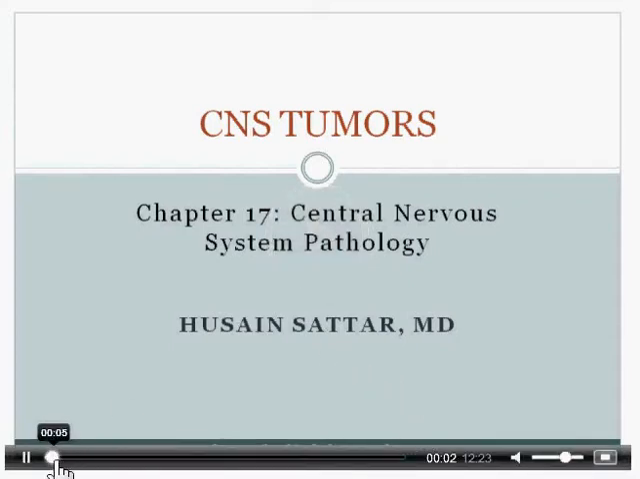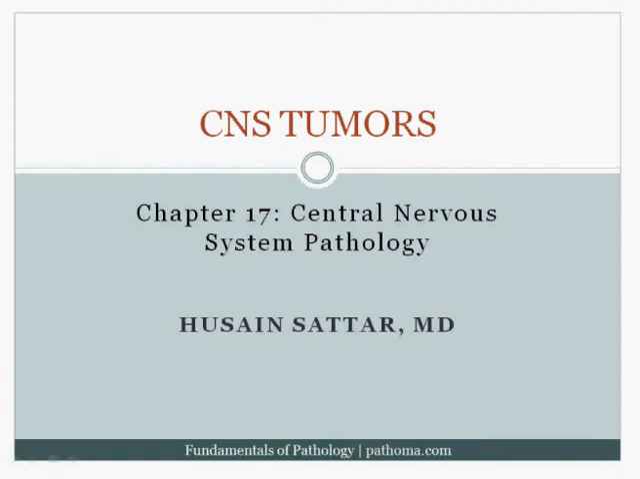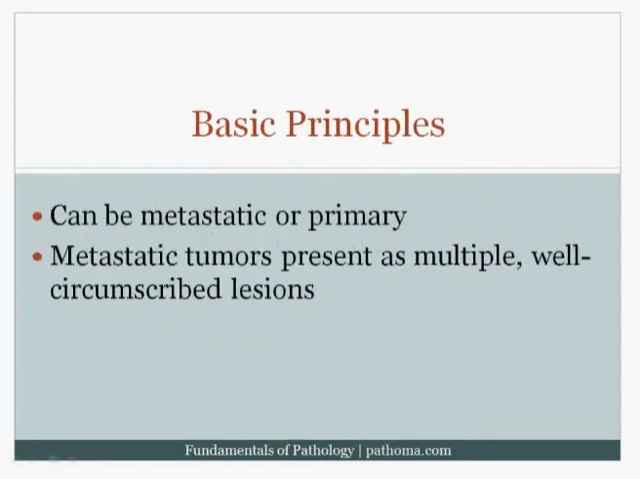The final section in this chapter deals with central nervous system tumors. CNS tumors can be metastatic or primary. About 50% are metastatic and 50% are primary. When you have metastatic lesions, these usually present as multiple well-circumscribed lesions, most often at the gray-white junction. And the three most common sources that like to go to the brain are lung cancer, breast cancer, and kidney cancer. So those are the big three.